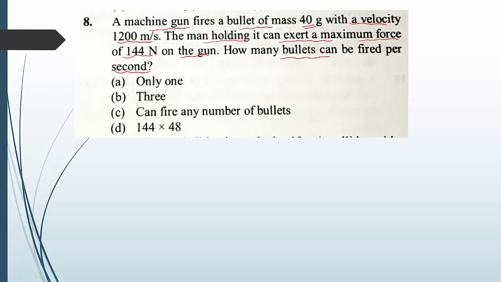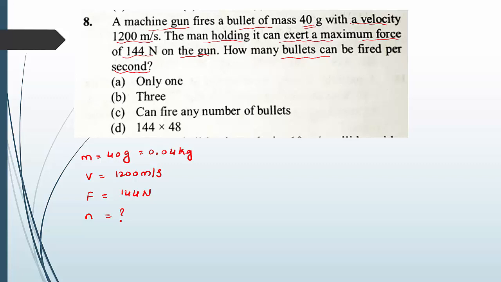Yes, so here first you can observe the givens. Mass of the bullet is given, equal to 40 gram. 40 gram means we can write 0.04 kg, having velocity 1200 meter per second. Now the man is holding the gun with maximum force 144 Newton. How many bullets can be fired per second? I have to calculate the number of bullets here.